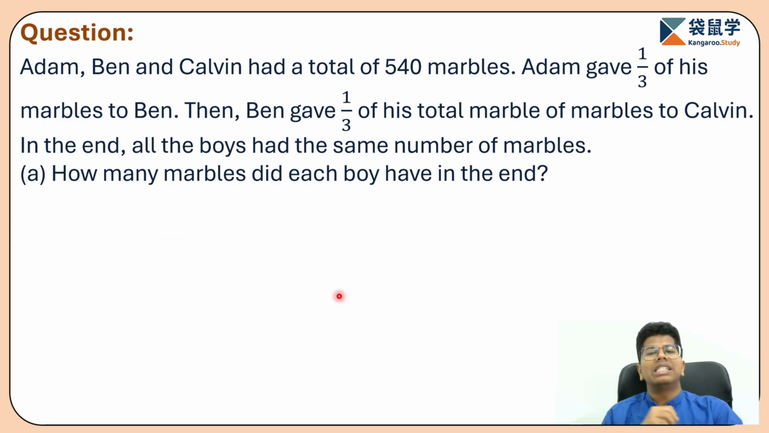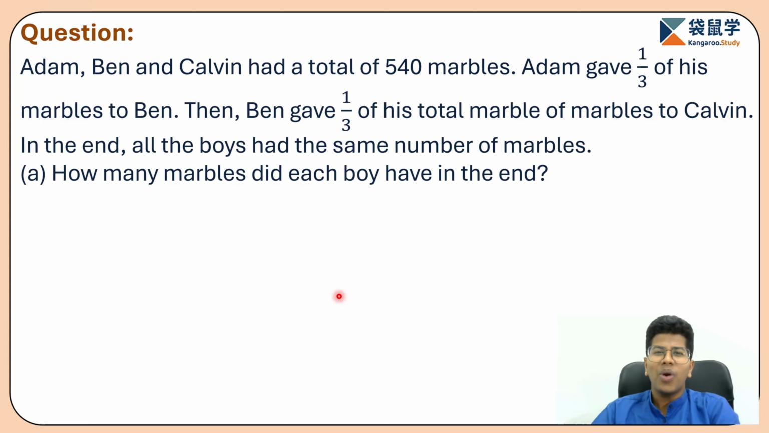So, the first question says, how many marbles did each boy have in the end? Now, here in this question, there are actually too many conditions and cases to understand. At first, the question says there are 3 boys with total marbles, then they give out, but at the end, they have the same number of marbles. So, whenever there are too many conditions involved in a question, what's the best way to represent it? Yes, we can draw a model to represent.